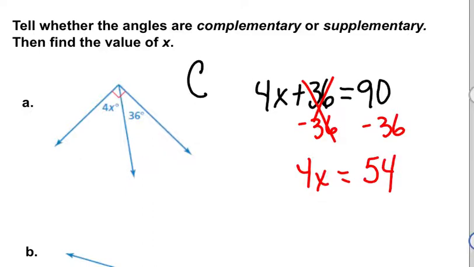What do I need to do next? Divide by 4. So now x equals 13.5.